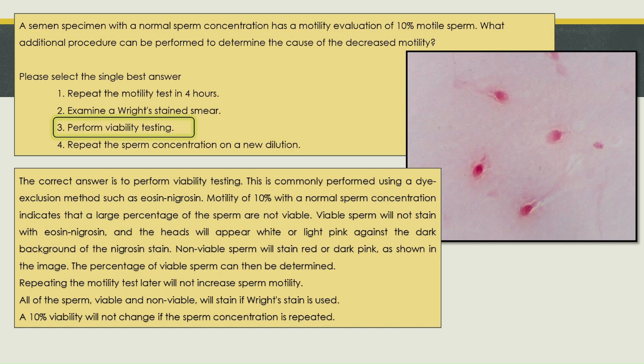Repeating the motility test later will not increase sperm motility. All of the sperm, viable and non-viable, will stain if Wright stain is used. A 10% viability will not change if the sperm concentration is repeated.